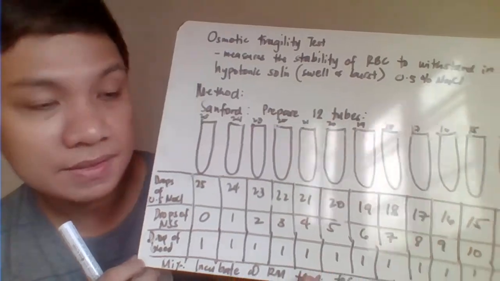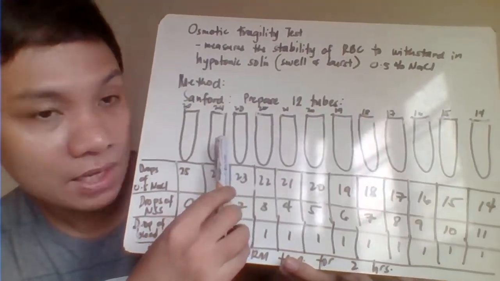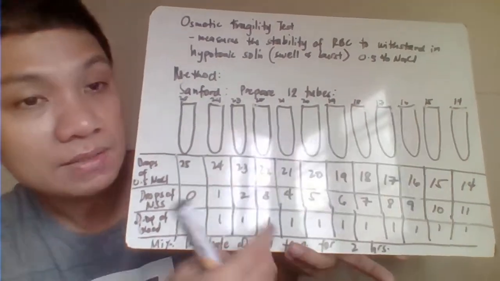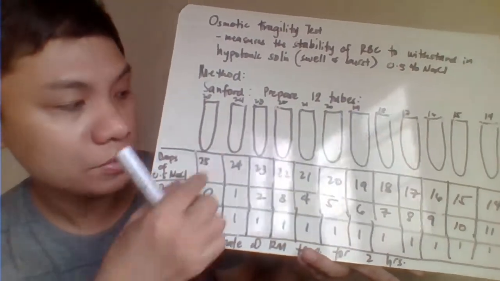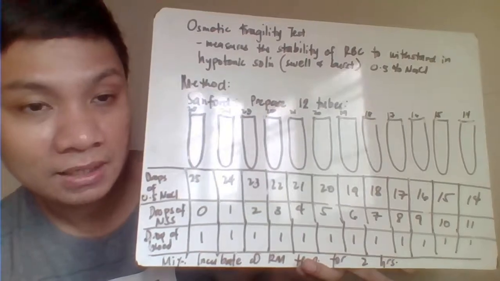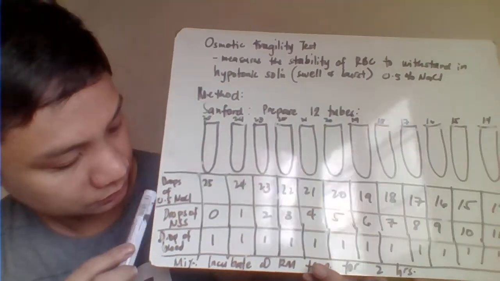We have here your Sanford. For this one, you're going to prepare 12 test tubes. Label them as tube 25 to tube number 14, starting on your left, in my left. That becomes your tube number 25 up to tube number 14. Okay, so this will be the content of each tube.